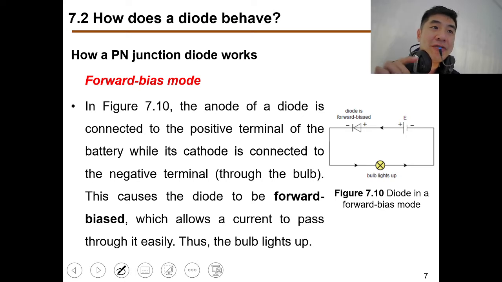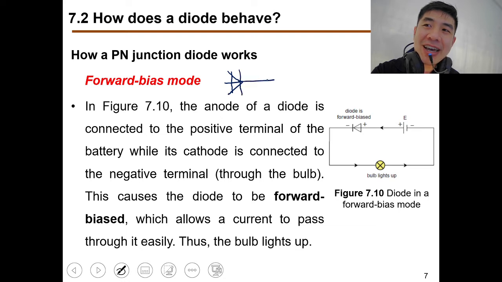Let me teach you a trade secret. How do we remember how to draw the symbol of a diode? The symbol, not the structure. This is the symbol of the diode. It is drawn like that, right? Plus going towards minus, right? There, this is your diode symbol.